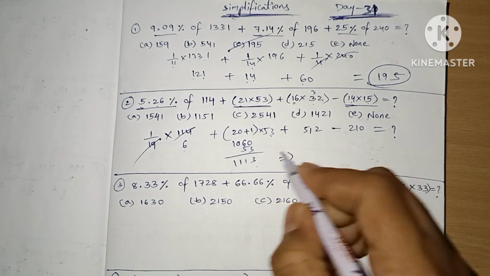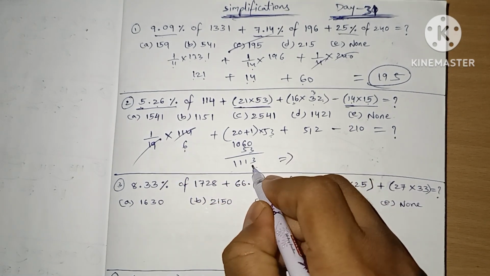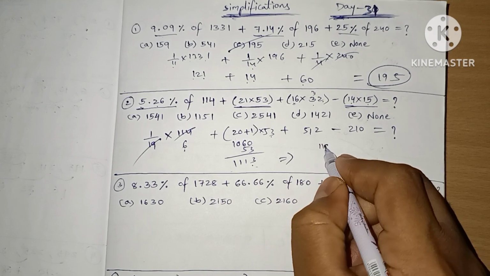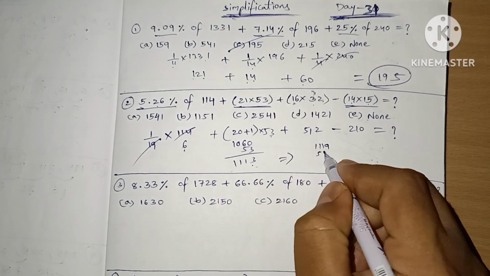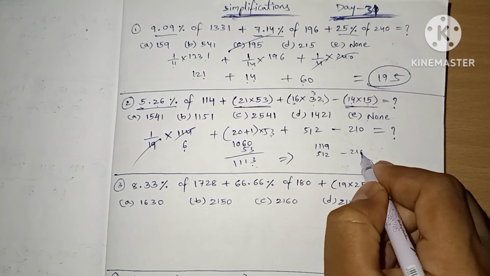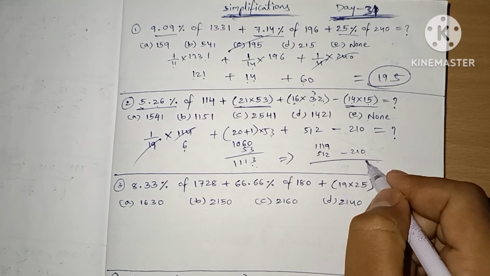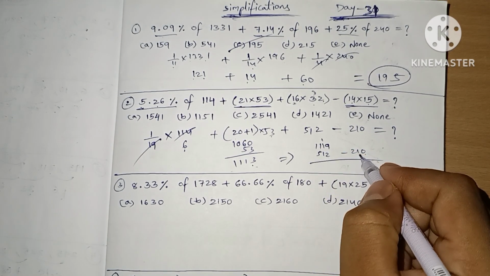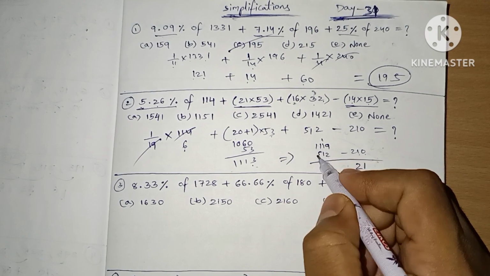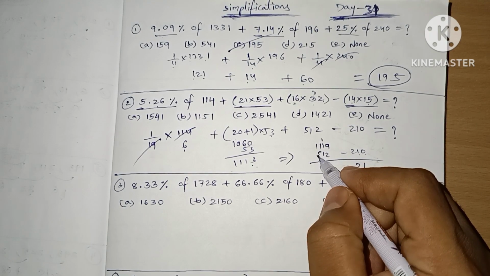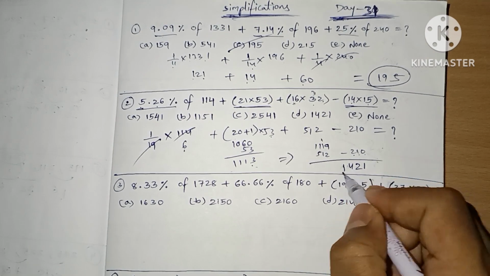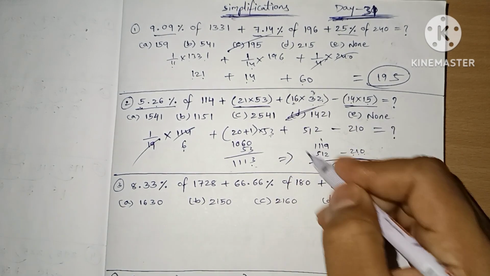So what we get is 6 plus 1113 means 1119 plus 512 minus 210. So 11 minus 0 will be 11. 3 minus 1 is 2. 5 6 6 minus 2 will be 4 and 1. So the answer will be 1421, option D.